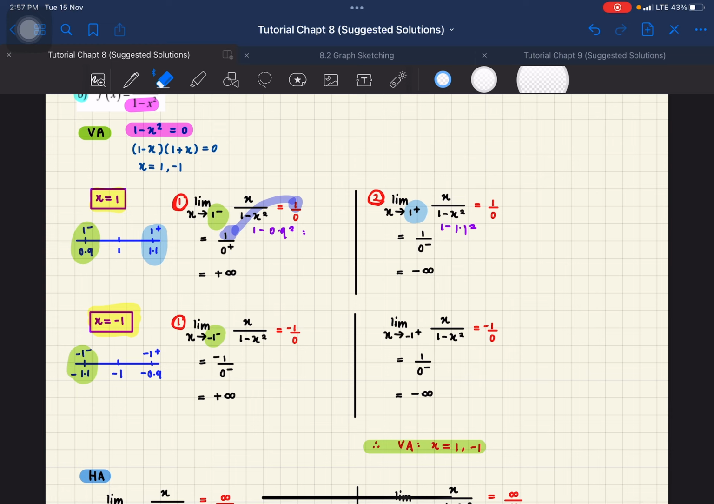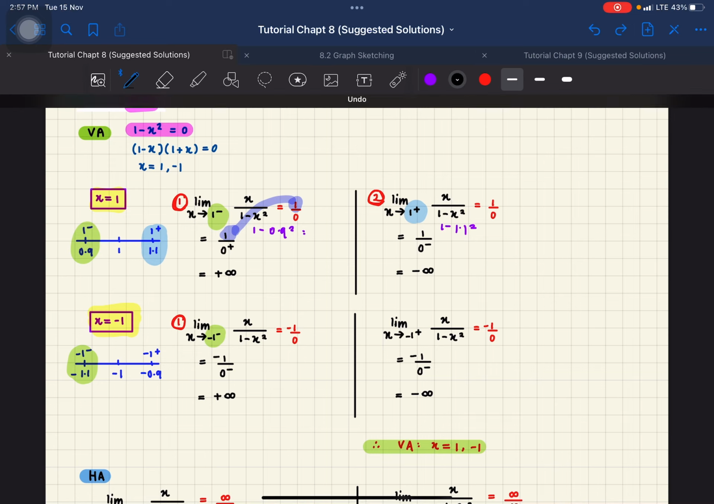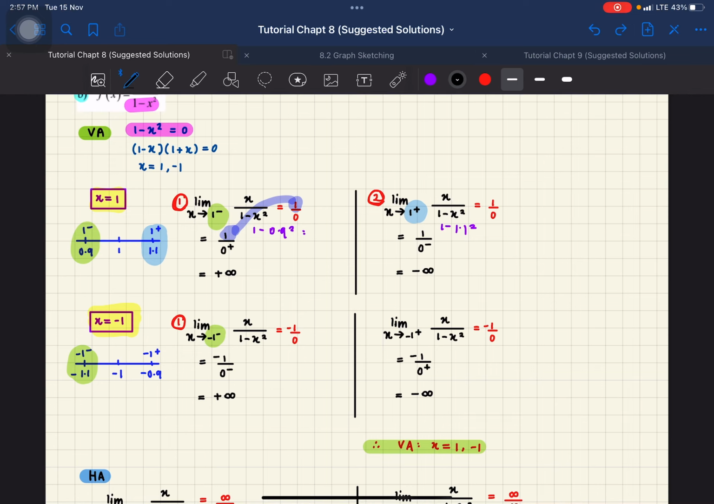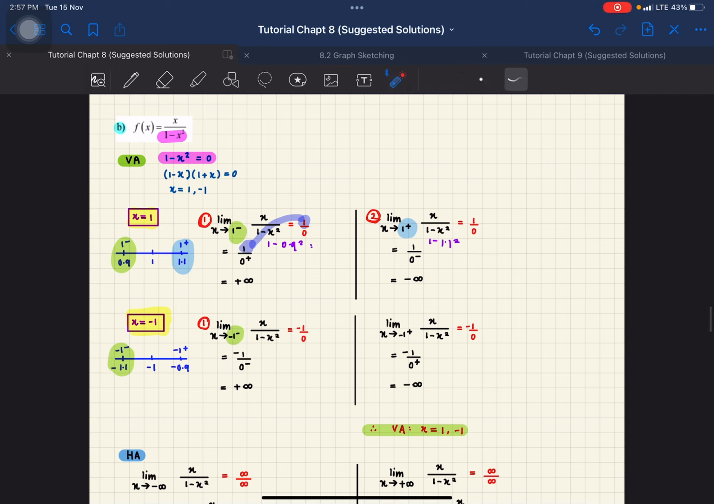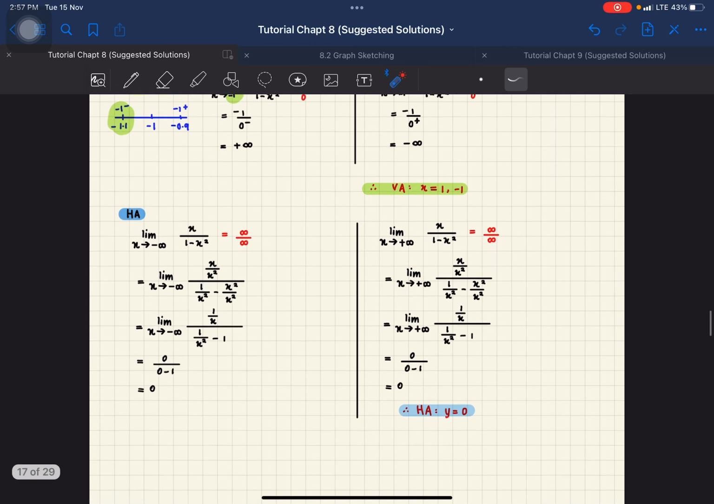Okay, and then another one saya dapat -1. And then this is supposed to be 0 positive. Ya, betul. Okay, barulah dapat negative infinity. Okay, betul. Okay, so this is what I get. So conclusion yang kita boleh draw from here is both x equals to 1 and also -1 are the vertical asymptote for our function. Okay, so let's move on to the horizontal asymptote.